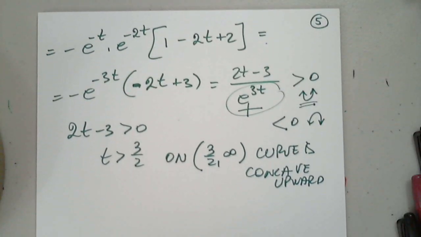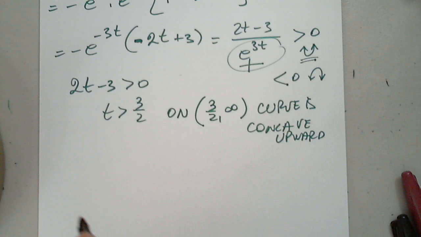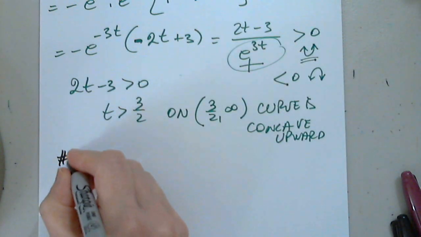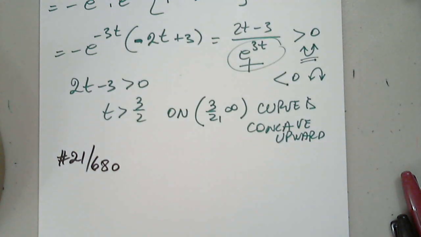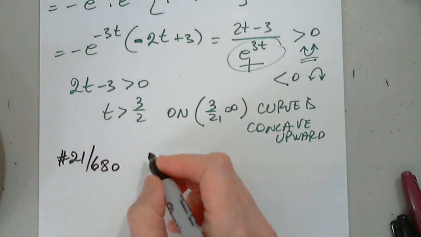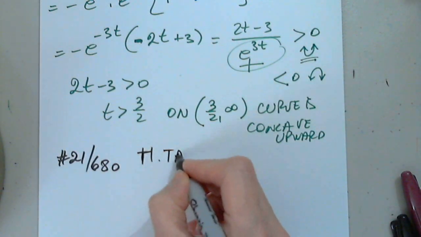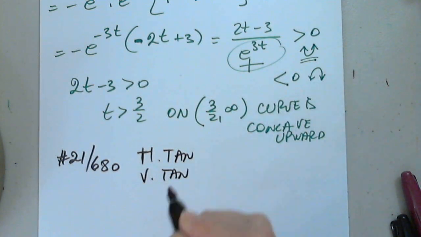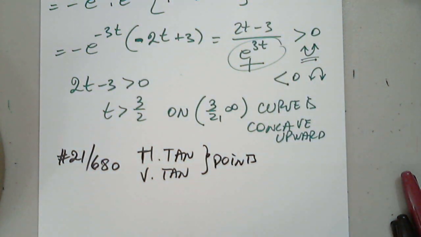Okay, let's see if we have another tangent problem here to work on. Yes, we do. So let's take a look at number 21 on page 680. The question asks, find the points on the curve where the tangent is horizontal. So horizontal tangent and vertical tangent, and the points. They want us to determine the points for the horizontal and vertical.